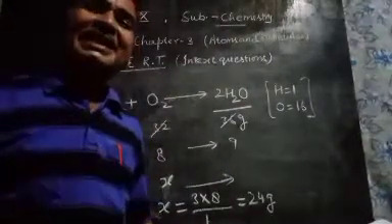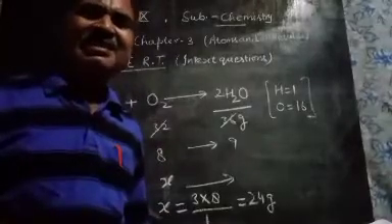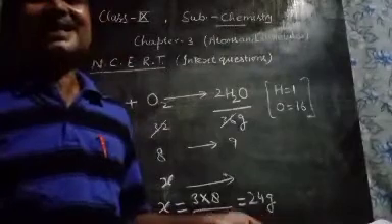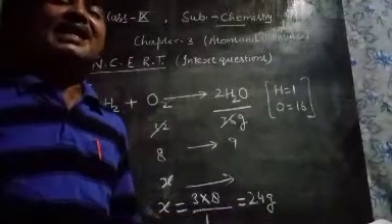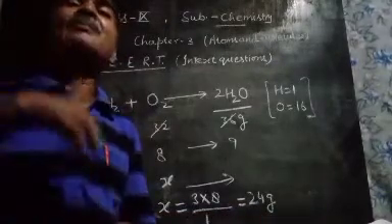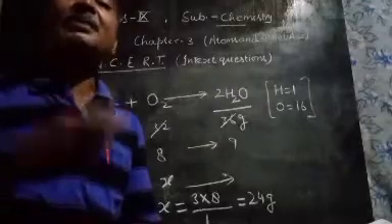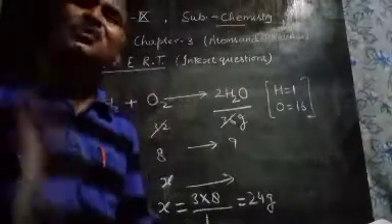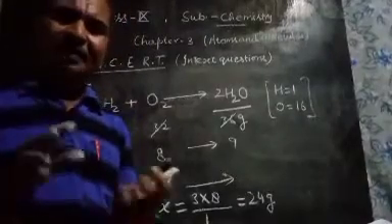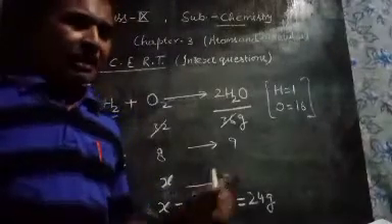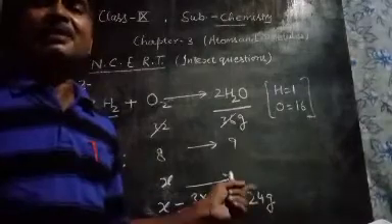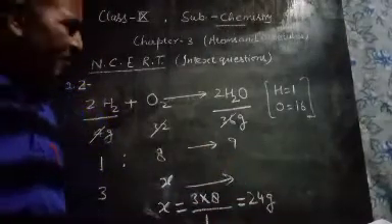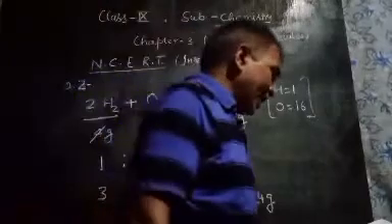That may be energy, mass, molecule, atom, or anything. It is called the law of conservation of that thing: law of conservation of energy, law of conservation of mass, law of conservation of atoms, and so on. Any problem? Here you will write law of conservation of atoms or mass, as given in your question. Now question number 4.